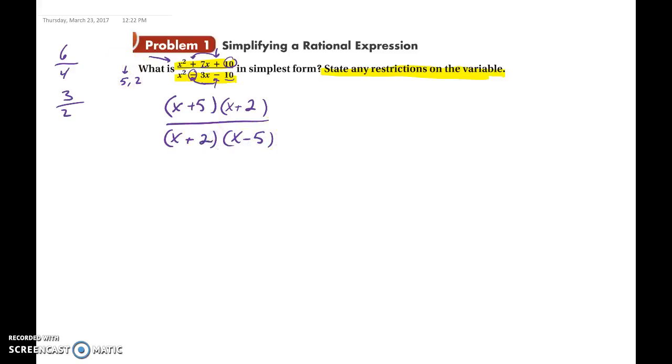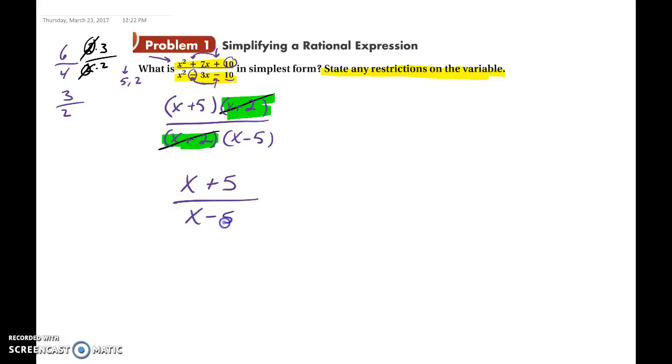and x plus 2. Now, since we had the same expression in both, just like we could if we were to rewrite this as 2 times 3 over 2 times 2, where we both have a 2 in each, we can reduce. Here we can simplify and reduce those. So our final answer, after we reduce it, will be x plus 5 over x minus 5.